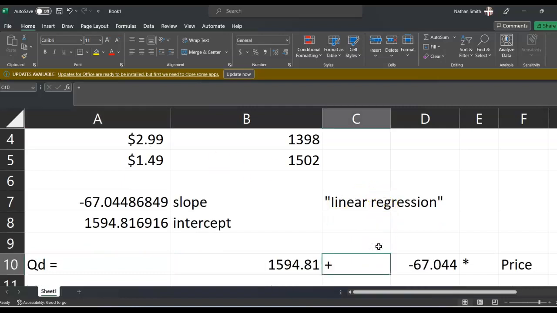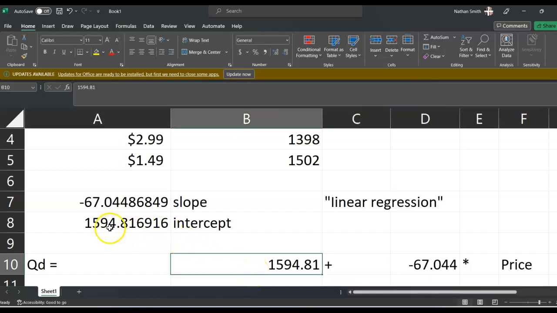All right, now the next thing that you do is you format your slope and intercept into a linear equation. And if you guys remember from high school, that might have been a long time ago, or maybe not so long ago, you might remember the phrase y equals mx plus b. You never thought you would use that again, right? Well, the y is on the left-hand side. The y, remember, is the quantity demanded. So what you do is you say, okay, you have an intercept term, which is the 1594.